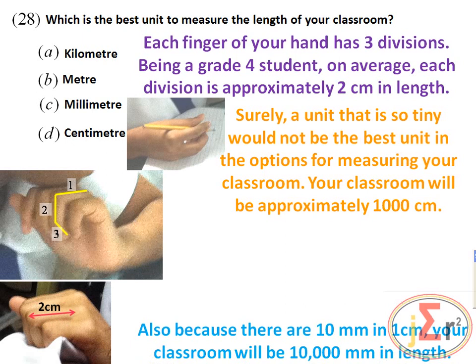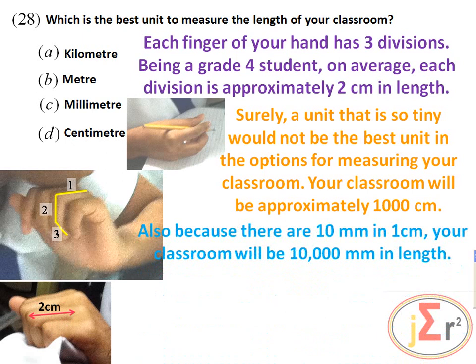2 centimeters. Also, because there are 10 millimeters in 1 centimeter, your classroom will be 10,000 millimeters in length. Do not forget that each one of these is 2 centimeters. So 1 centimeter is just half of this, which is very tiny in comparison to the length of your classroom.